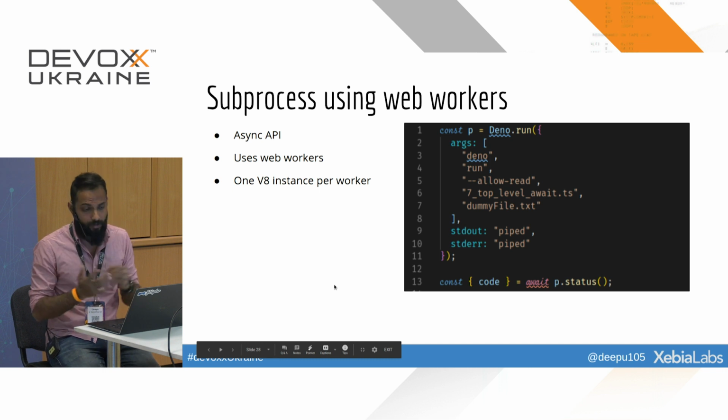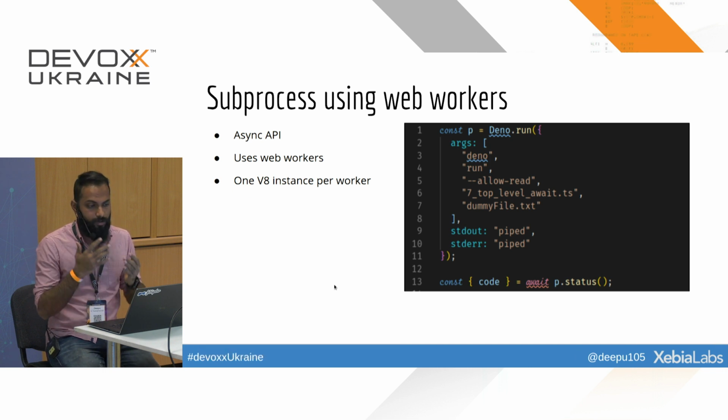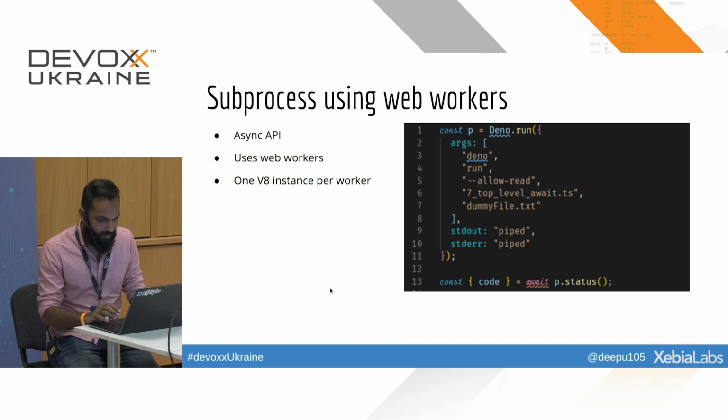Subprocess. So Deno, of course, supports subprocess. Every subprocess in Deno is a web worker. That means web workers in V8 by default use a separate V8 instance. So each web worker has its own V8 instance. This is the closest you can get to multi-threading in JavaScript, because JavaScript is single-threaded, right? So you can do that in Deno as well.